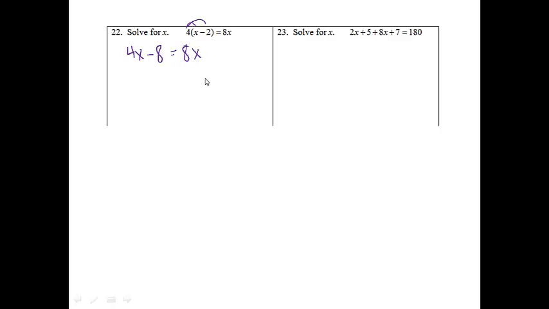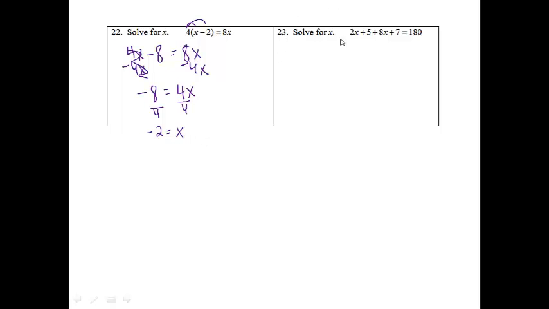If I'm solving for x, I want both x's on the same side, so I'm actually going to subtract the 4x to get it over by the 8x. These are gone. I'm going to get -8 = 4x. I'm then going to get x by itself, divide both sides by 4, and I'll get -2 is equal to x. So I am now solved.